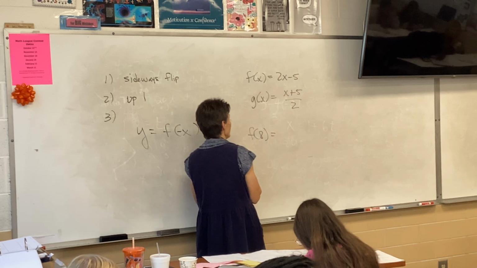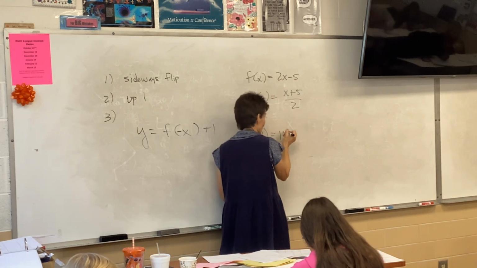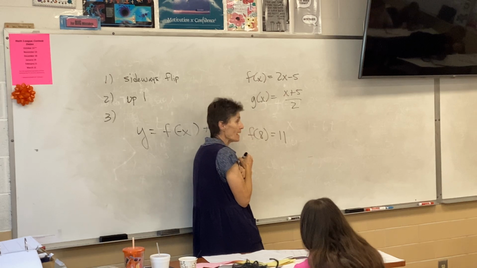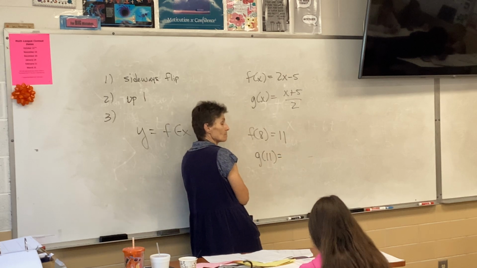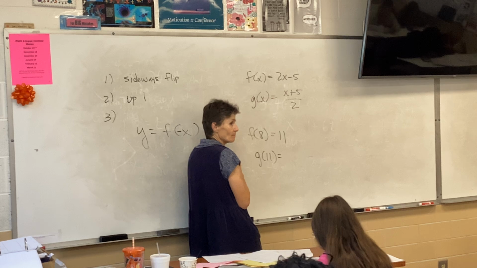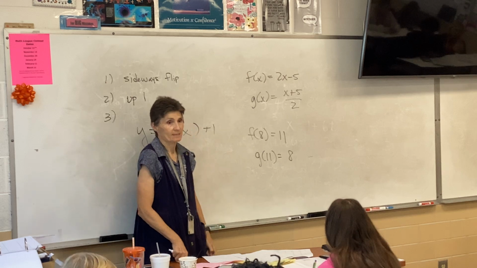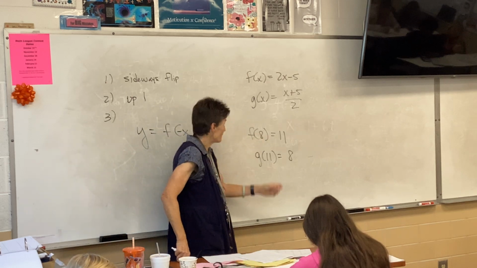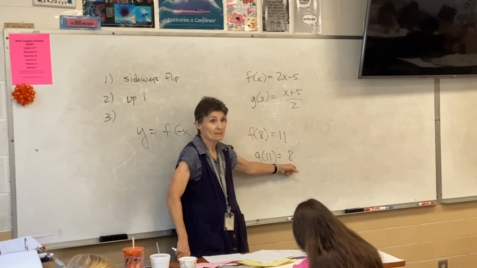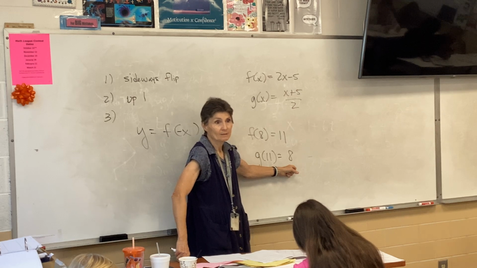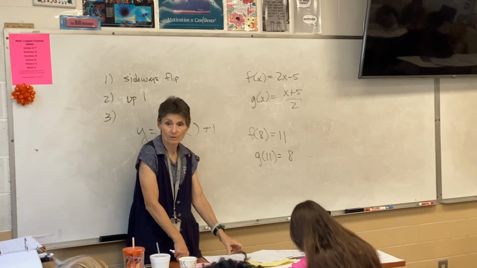What do I get when I plug in 8 to f? 2 times 8 minus 5 will be 11. Now take that 11 and plug it into g. 11 plus 5 divided by 2. Whoa, are we inverses? Yes. Because to be an inverse means 8 goes to 11 and then 11 goes to 8. If this had turned out to be a 7, then the answer would be no. Because you have to get back the same number that you started with.